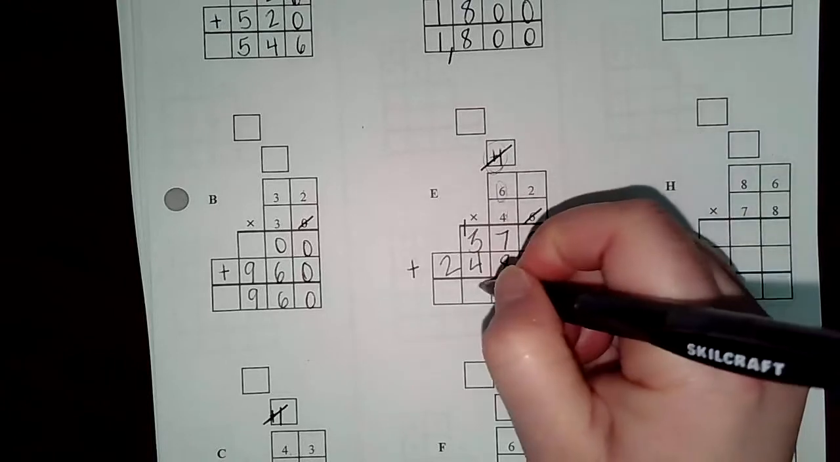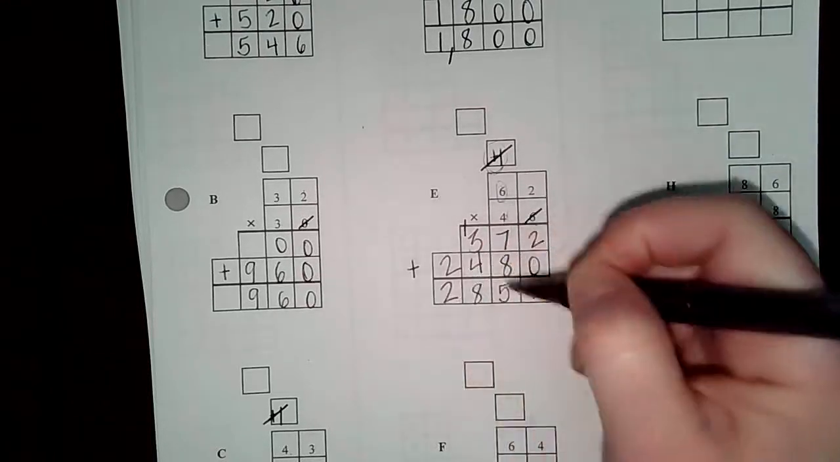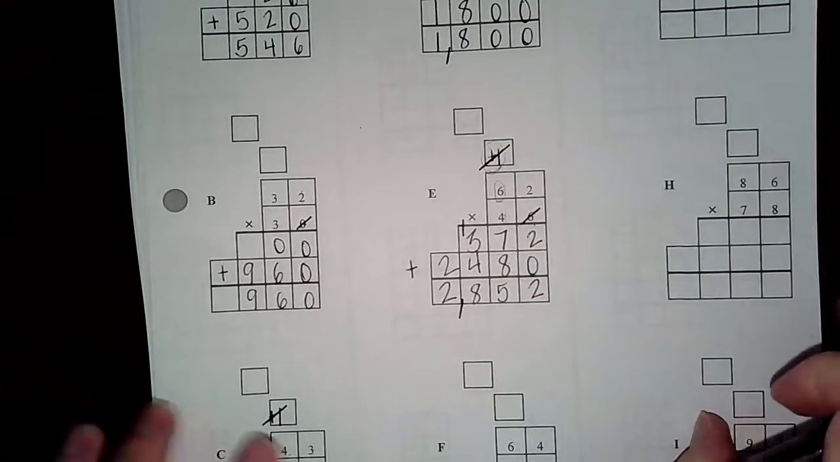So that's 4 and 4 makes 8. And 2 and nothing makes 2. So that's 2,852. Take a look at F with me.